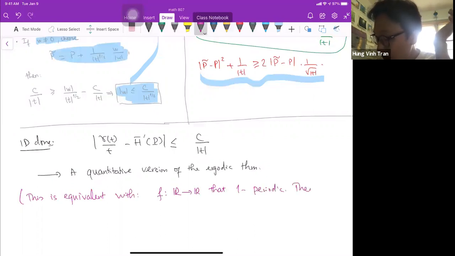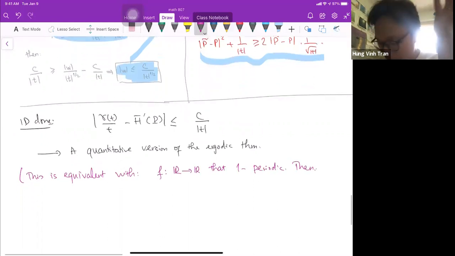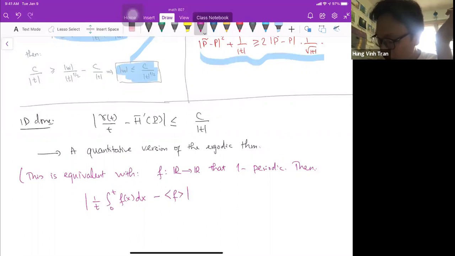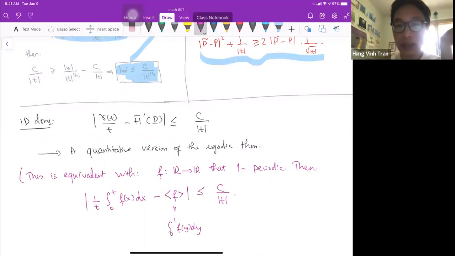Then you would have this result. Remarkably, this is exactly what Sun was saying. You have 1 over t, integral from 0 to t of f(x) dx, and you subtract its average. The average of f is the integral from 0 to 1 of f(y) dy. This is going to be less than or equal to c over the length of t.